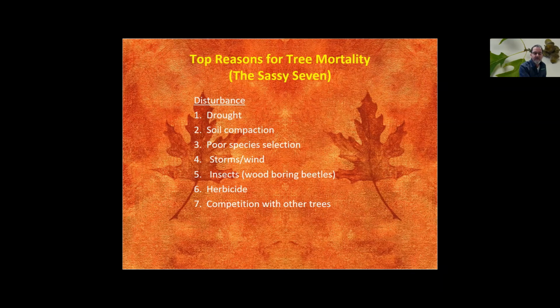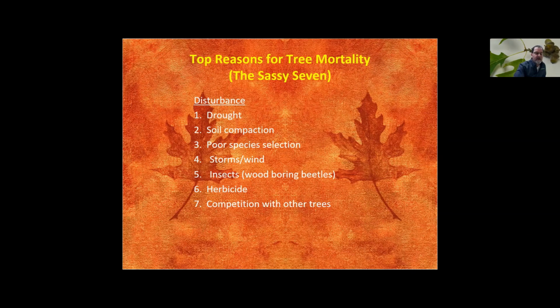You study the site first and you match the tree to that site, working with an arborist, a forester, a horticulturist, somebody that knows something about the requirements of each species, wet sites, dry sites, and so forth. Of course, storms and winds, number 4, will take out a number of trees, as will insects.